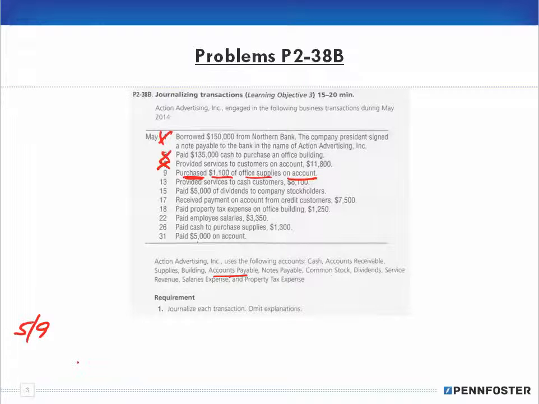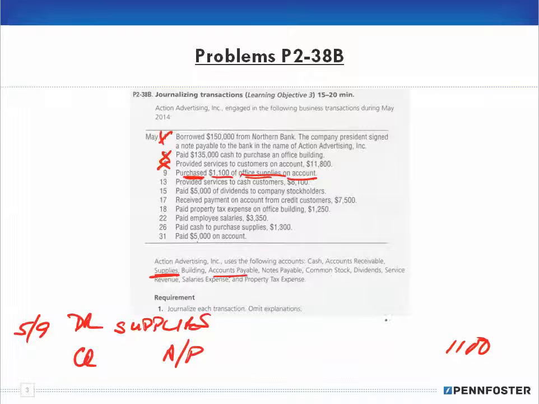So I credit my accounts payable because I credit my liabilities. That's what increases my liabilities. So I credit accounts payable for the $1,100, and since debits must equal credits, I debit something else. And what am I doing? I'm purchasing office supplies. Okay, so it says office supplies. It doesn't say office supply expense, so it's something that I'm going to own. So when I look at my accounts, I see supplies. That best fits. So I debit supplies for $1,100, and that's my entry.